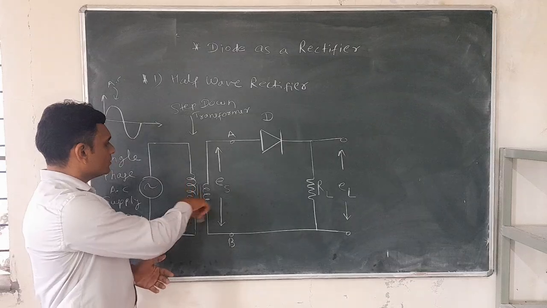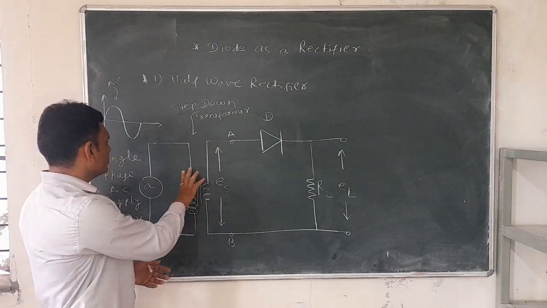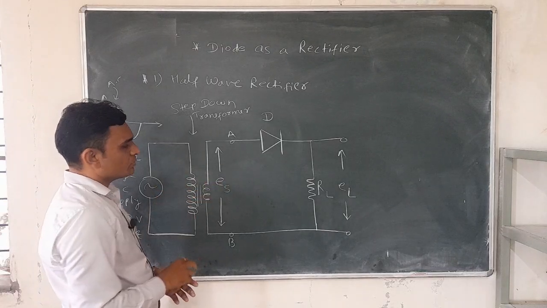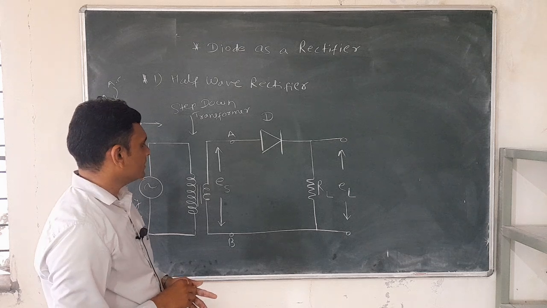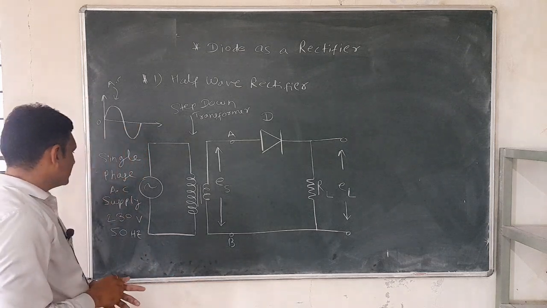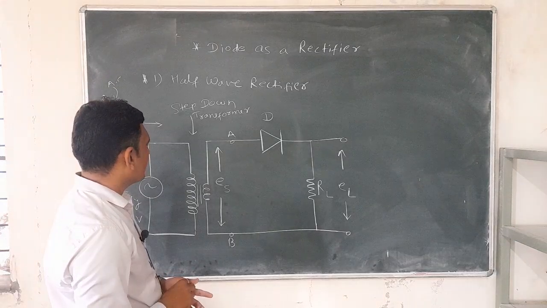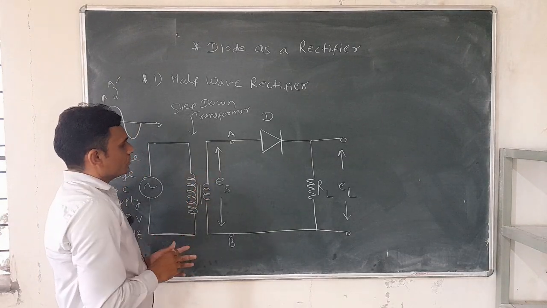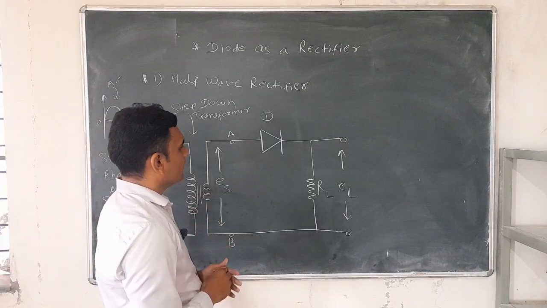Here this transformer only reduces the voltage, means input to the transformer is AC and output of this transformer is also AC. Only difference is there is change in the amplitude or voltage. So this is all about the circuit of this half wave rectifier.